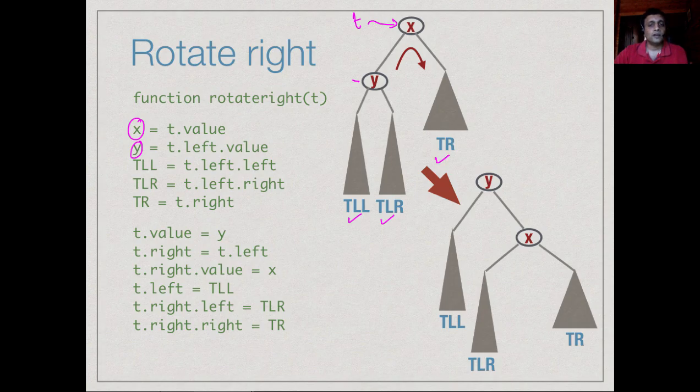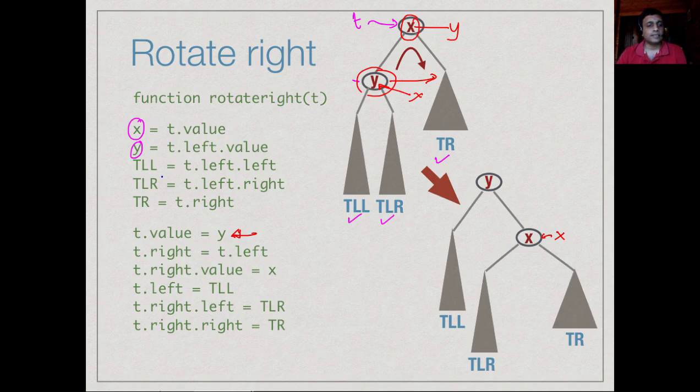So what we do is we first replace this value by y. Then what we do is we make this node come to the right and we reset its value to x. So we put an x here and we have moved it there. And then we hang off below the top node on the left, we put TLL. And below this new right node on the left, we put TLR and on the right we put TR. So we just do this kind of reconnection. It's like unhooking and rehooking trees, and we just keep track of all the names so that everything gets unhooked and rehooked correctly. So it's very simple.